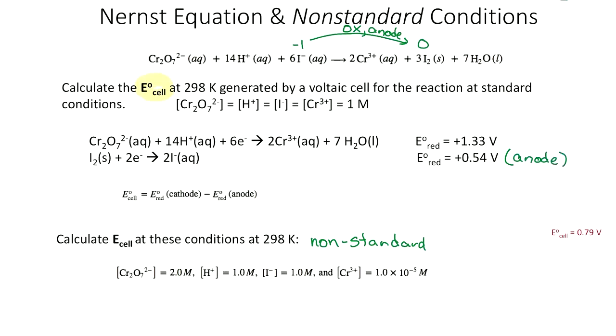So that means the chromium half reaction has to be our cathode. But we can check it too. So this one has to be our cathode, but we can check it. I'll do a different color here.